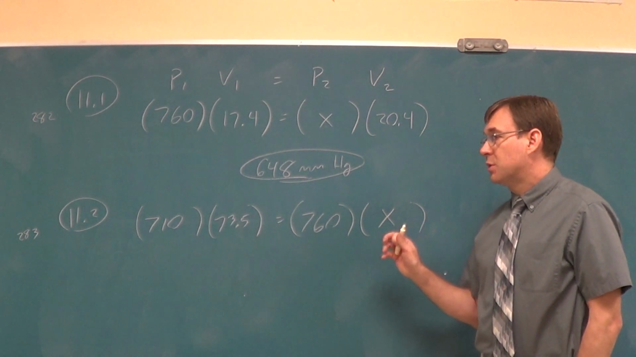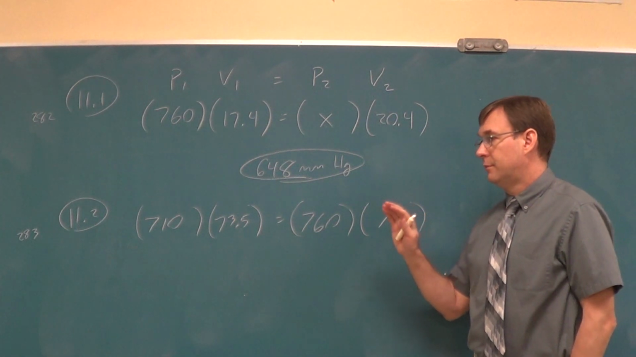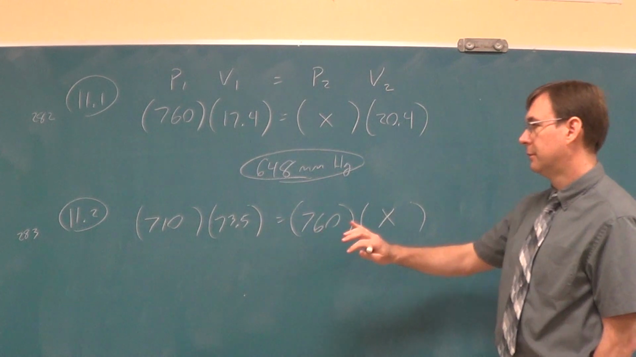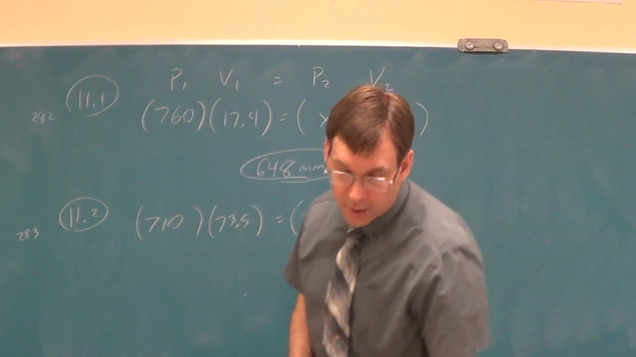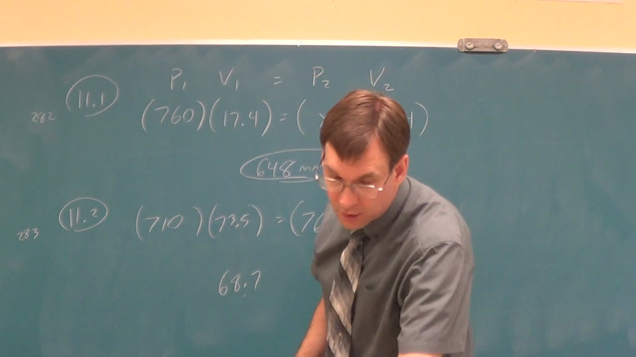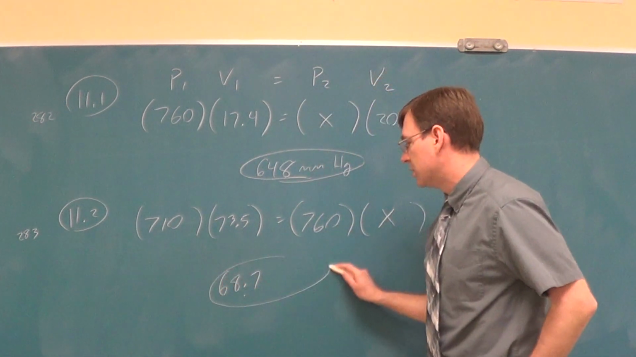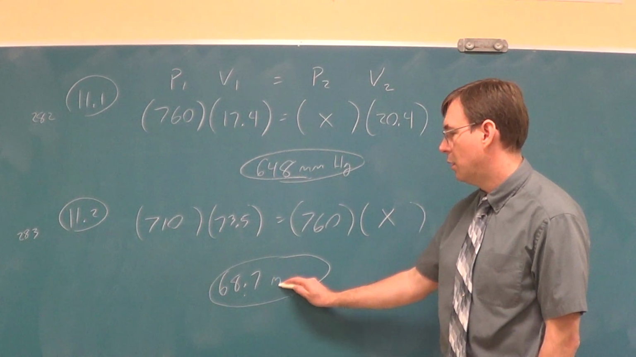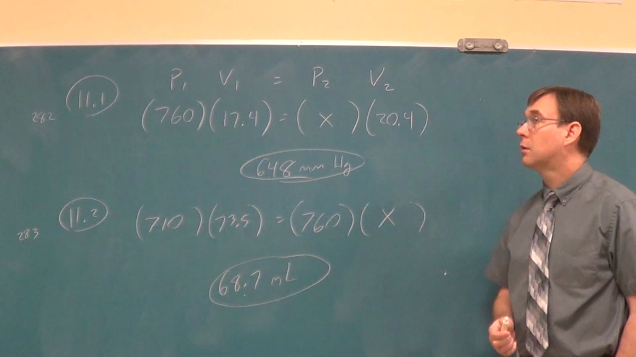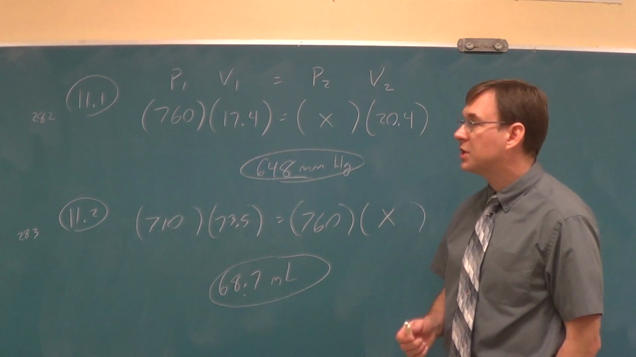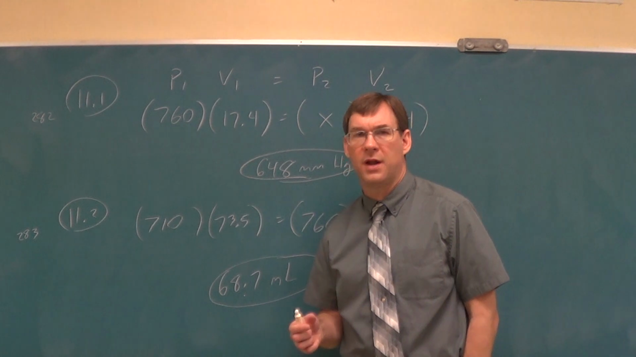So then again, the algebra scheme is first multiply the two that you know, and after you've done that, divide by the third one. And we're going to say 68.7. And what was the unit for volume measurements here? Milliliters. Question about that?